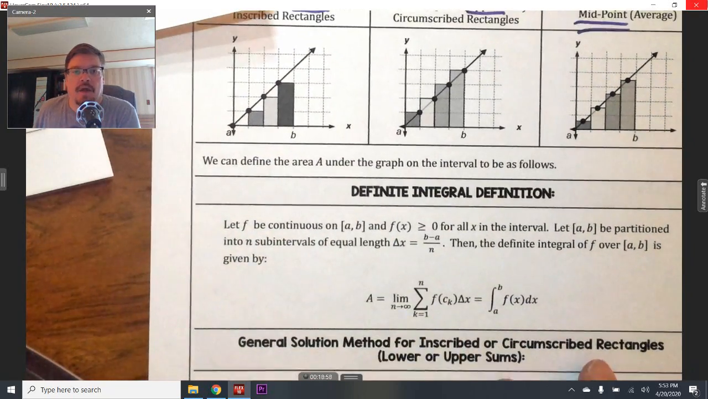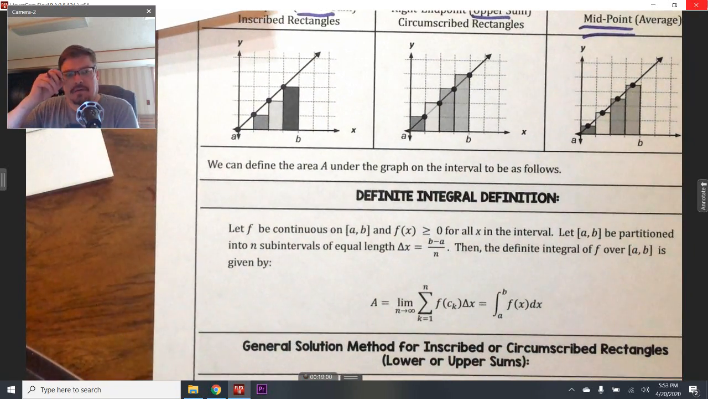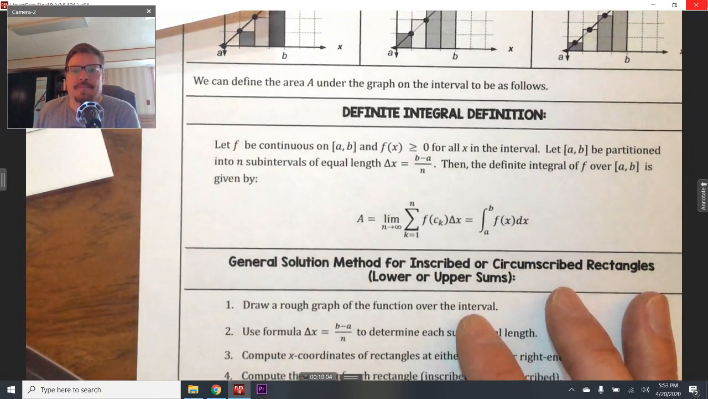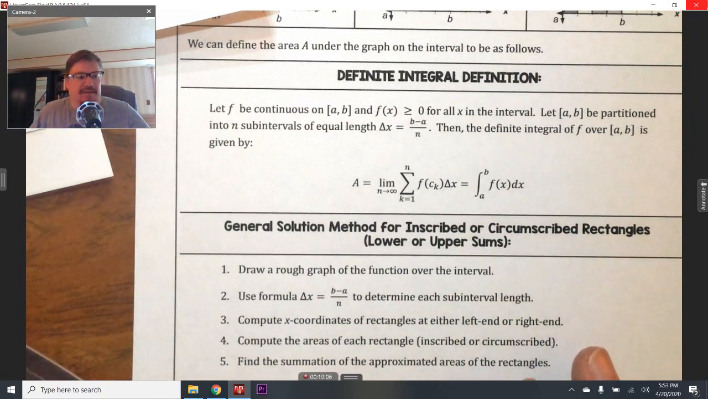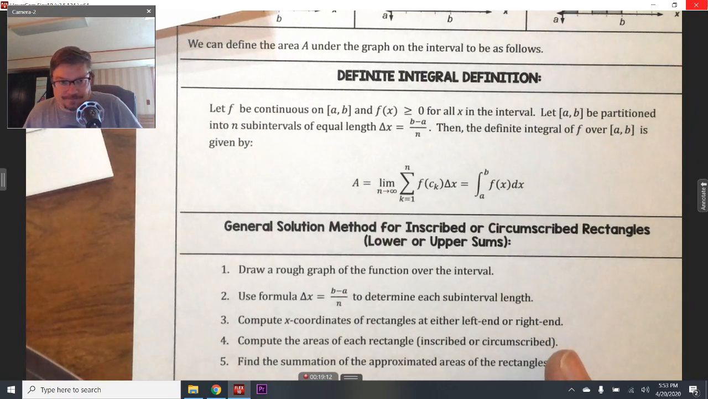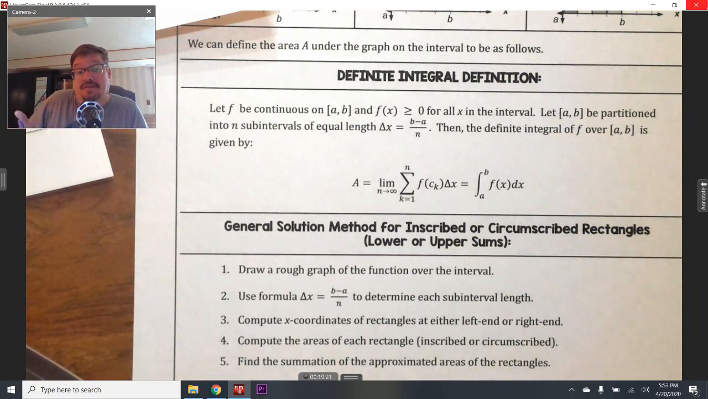Okay, so these do require a little practice, to draw the graph appropriately and then know what you're going to be adding up. Now here is a very fancy equation. This is the actual definition of the integral. So let's say that f is continuous, no holes, no breaks, on a to b, and f of x is greater than 0. It's positive.